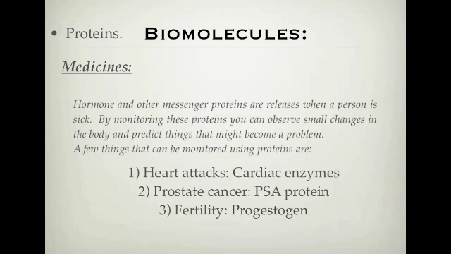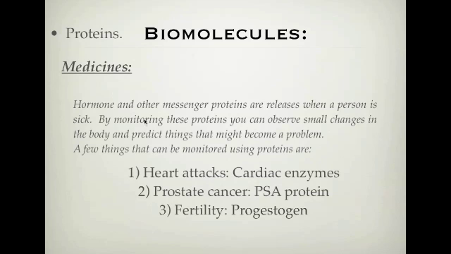So, medicines. In medicines, what we use proteins for is to look for problems that might be happening. As we said, hormones are proteins. Hormones and other messenger proteins are released when a person is sick. So if your body gets ill, or is under some kind of stress, what your body is going to try and do is counteract that. And to counteract that, it needs to send a message to the parts of your body which are going to fight it off. And the way that they're going to send messages is using hormones.